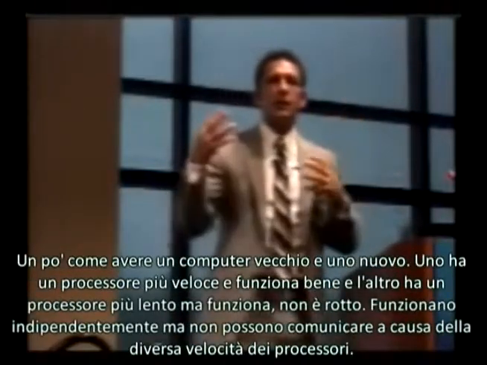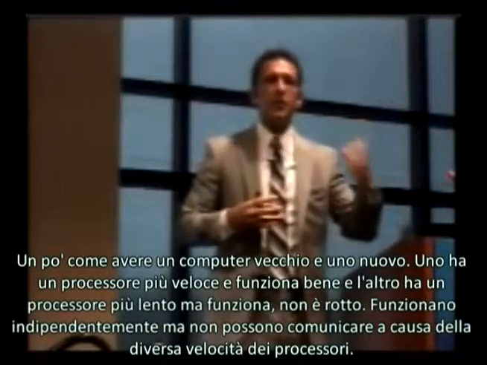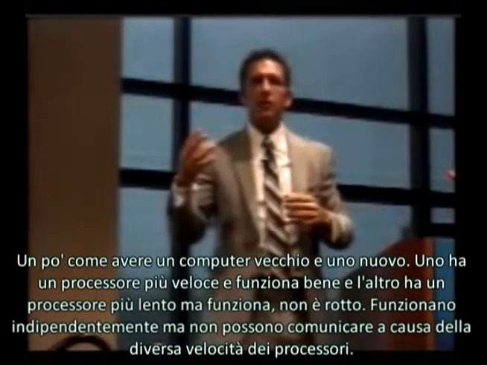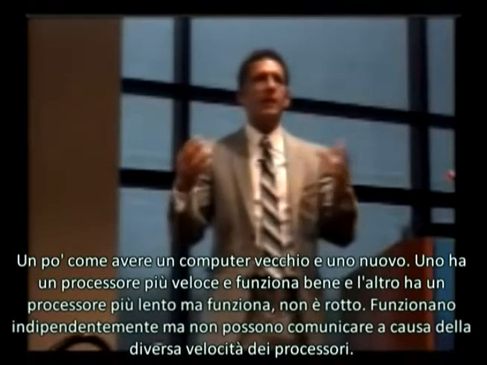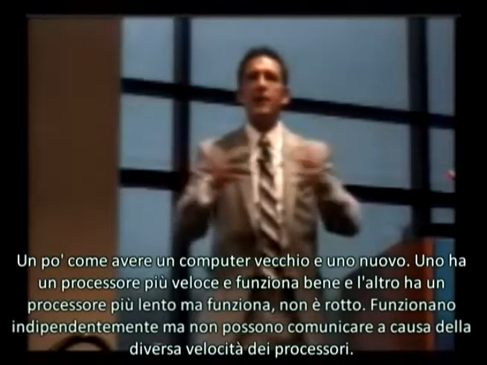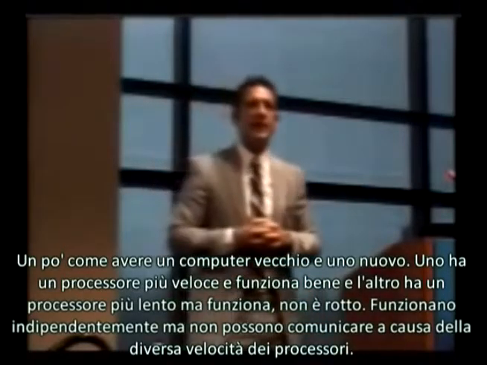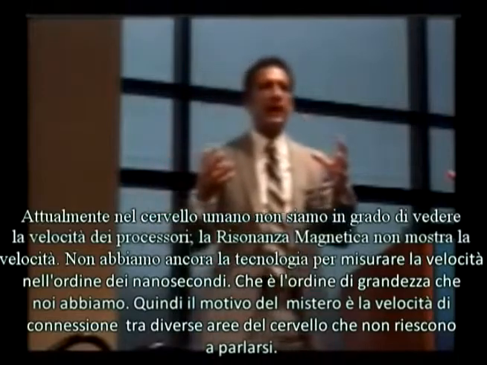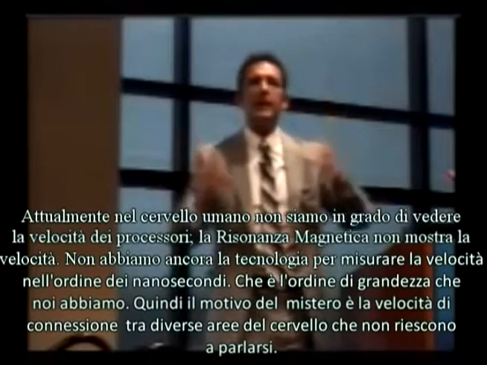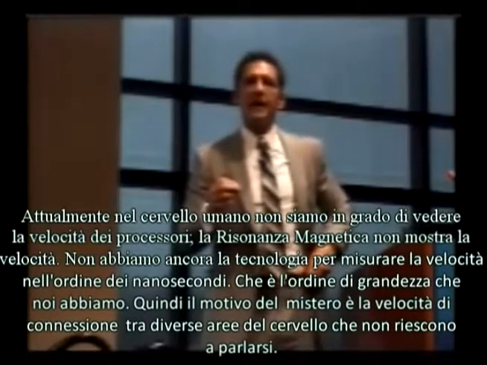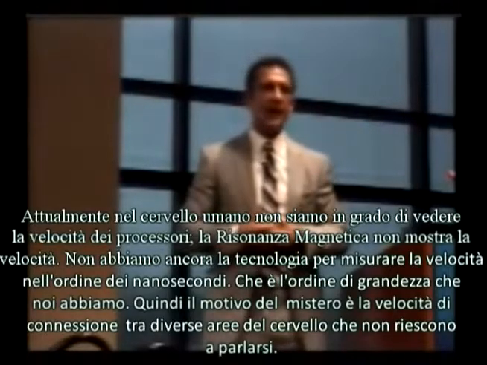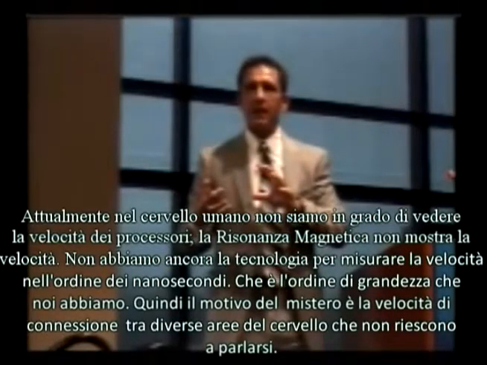So it's like an old computer and a new computer: one computer has a fast processing chip and it's working, and the other old computer has a slow processing chip. Both work, and they're not broken. They work independently, but they can't communicate together because they're at different processing speeds. And the thing about the human brain right now is we can't see timing. MRIs don't show timing, and we don't have the technology yet to actually measure brain cell communication on the nanosecond time scale, which is what we're looking at breakdown-wise.